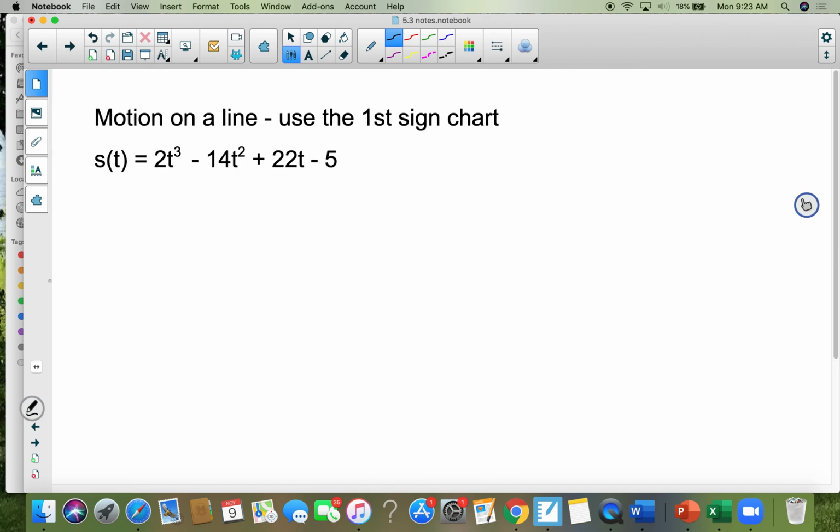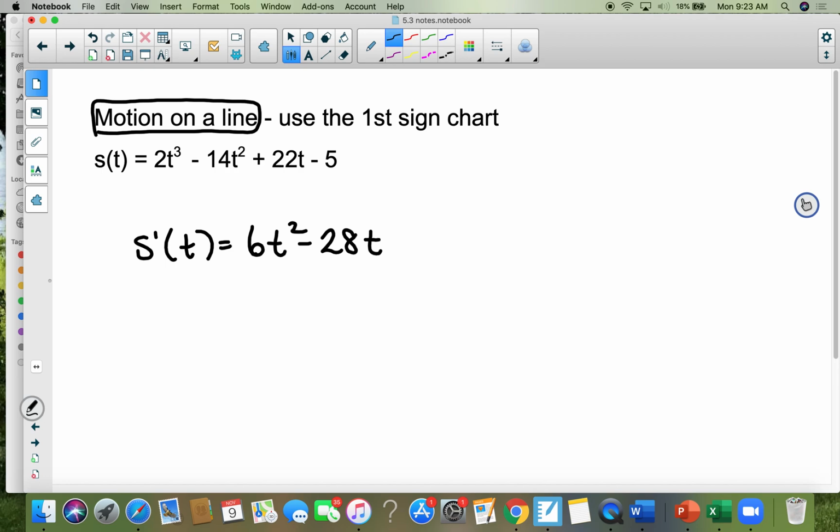Motion on a line: use the first sign chart. So if they ask you about the motion on a line, you're going to take the first derivative, 6t squared minus 28t plus 22. And then you're going to factor this. Let's set it equal to 0.